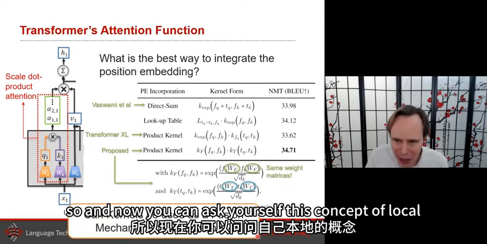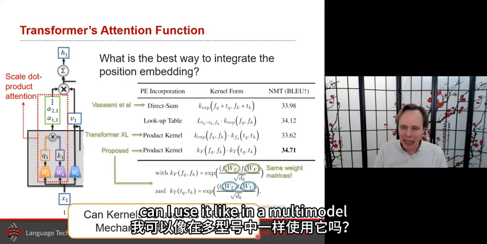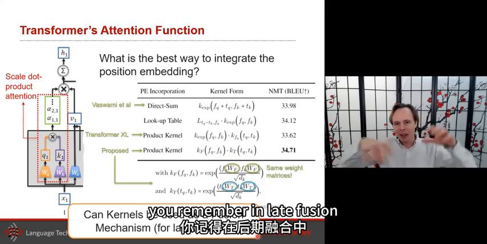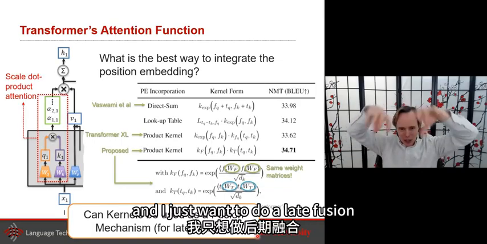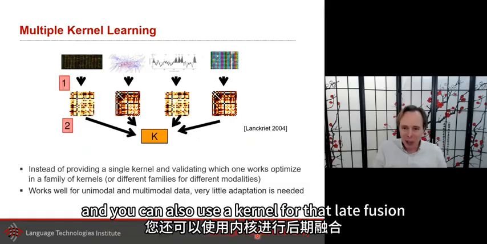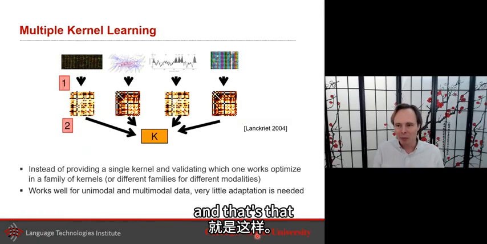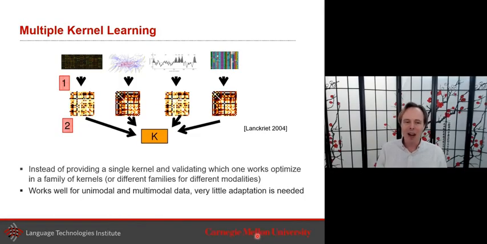So now you can ask yourself about this concept of local similarity or local fusion. Can I use it in multimodal as a fusion mechanism? You remember in late fusion, I have each modality and I just want to do a late fusion. You can also use a kernel for that late fusion. That's really interesting, and that will be called multiple kernel learning.